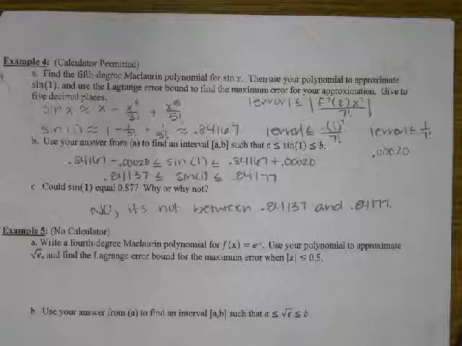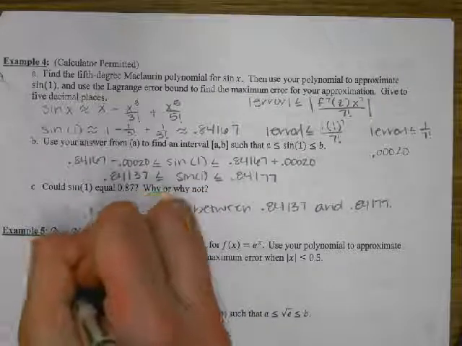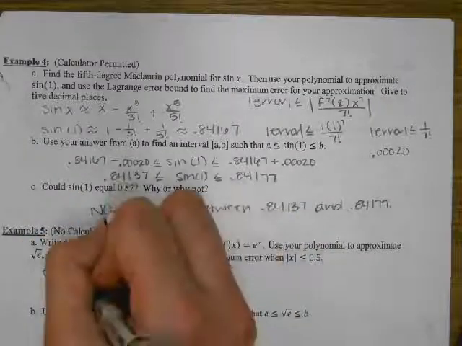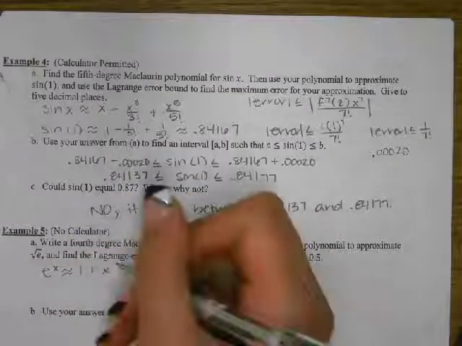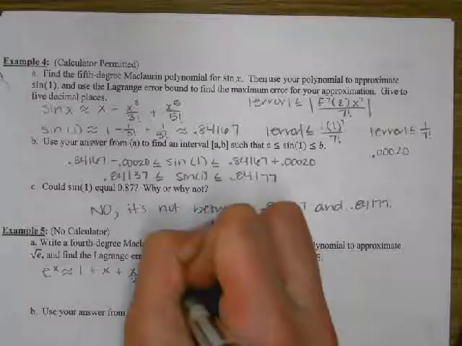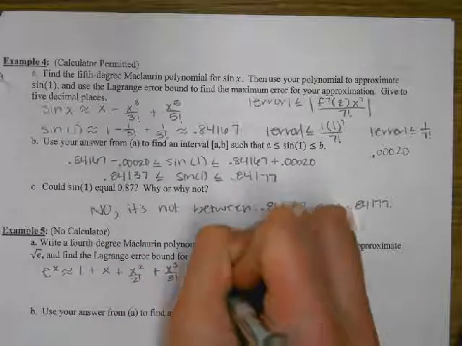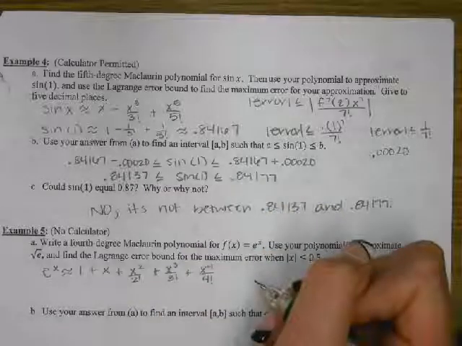All right. Next example says write a 4th degree Maclaurin polynomial for e to the x. So e to the x using the Maclaurin polynomial is 1 plus x plus x squared over 2 factorial plus x to the 3rd over 3 factorial plus x to the 4th over 4 factorial.